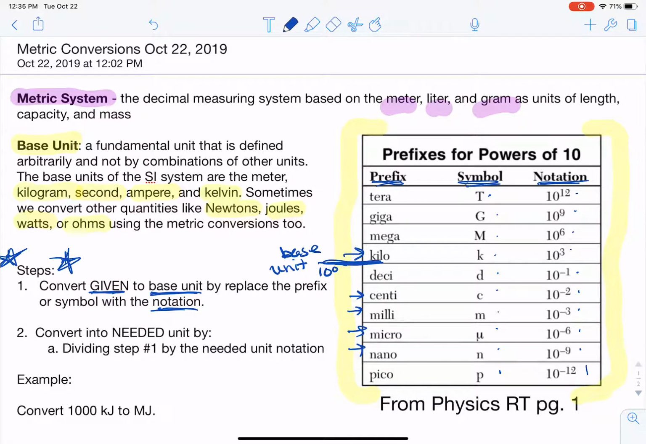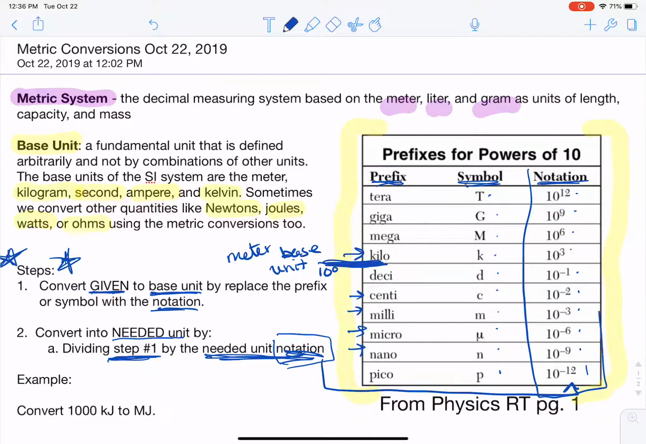But as you can see in the exponents, they don't go by every single exponent value. This would be where a meter goes, for instance, or where a liter would fall in the chart. It just doesn't include it. And that's okay, because we don't actually really need it to do this. I'll explain with an example in just a moment. Then when we convert to the base unit, we're going to convert that into the needed unit by dividing step number 1, whatever you get there, by the needed unit notation. When I say the needed unit notation, what I mean is this column right here.